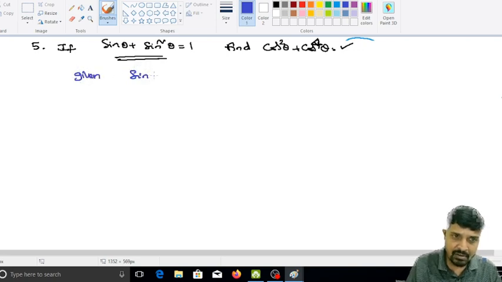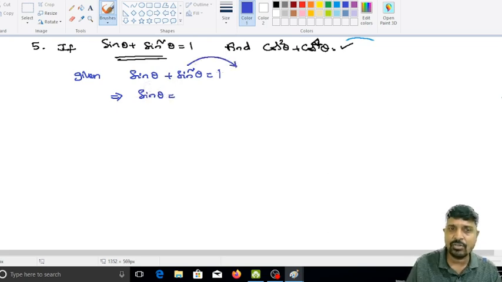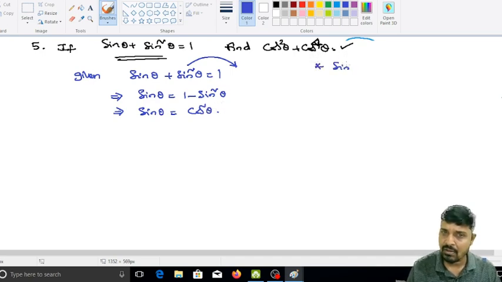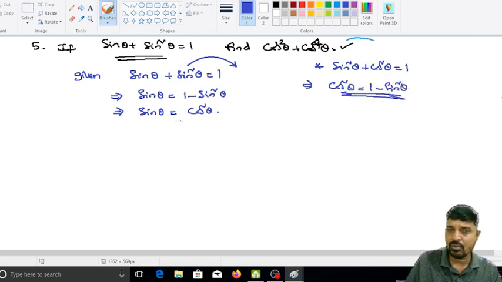So what is given? Sin theta plus sin square theta equals 1. Then sin theta equals, transposing plus sin square theta, it becomes minus sin square theta. This is 1 minus sin square theta, and 1 minus sin square theta is going to become cos square theta, because sin square theta plus cos square theta equals 1. Then obviously cos square theta is equal to 1 minus sin square theta. We will use this. So in the place of cos square theta, we can write sin theta.